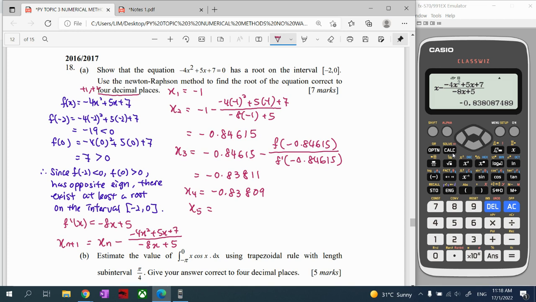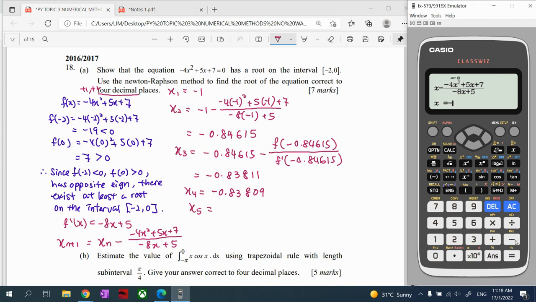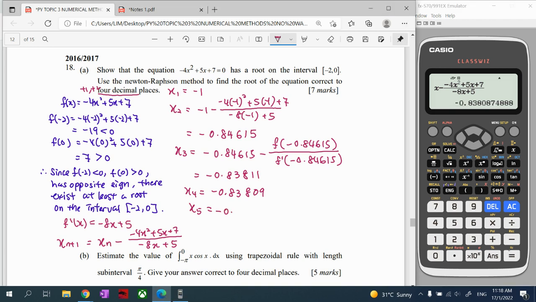So one more time, calculate. Negative 0.83809 equal, so negative 0.8380887. The 7 needs to be rounded off because it becomes 9. So you can see 7, you can round off to become 9. So once repeated, you need to stop your calculation. Okay, you cannot give more than that.